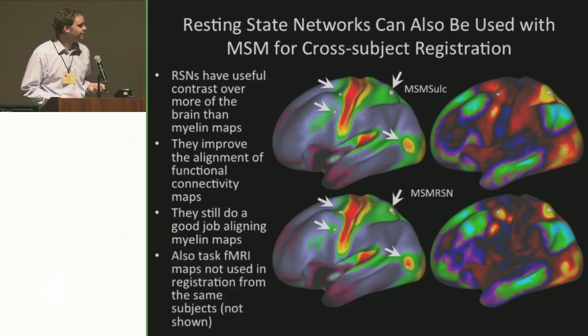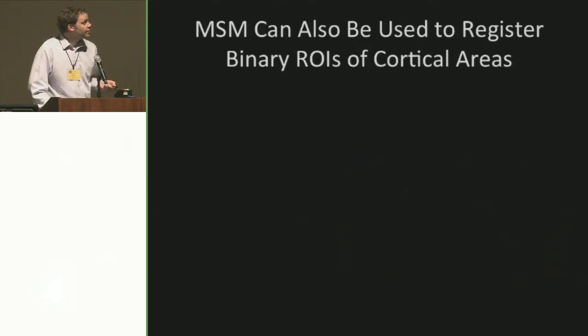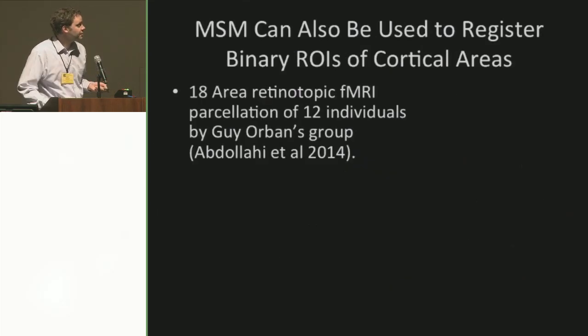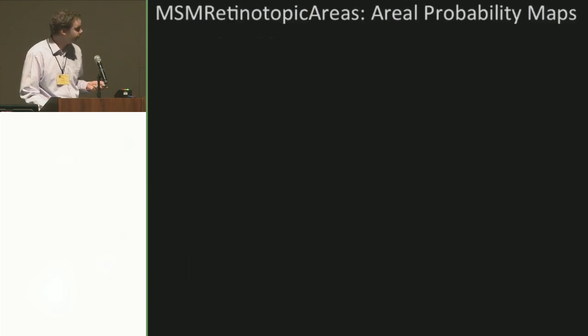And I'm not going to show it for reasons of time, but task fMRI maps that are aligned with resting state networks also show improvement. We can even register binary cortical ROIs with MSM. So we're going to consider an 18-area retinotopic fMRI parcellation of 12 individuals by Guy Arbon's group here.